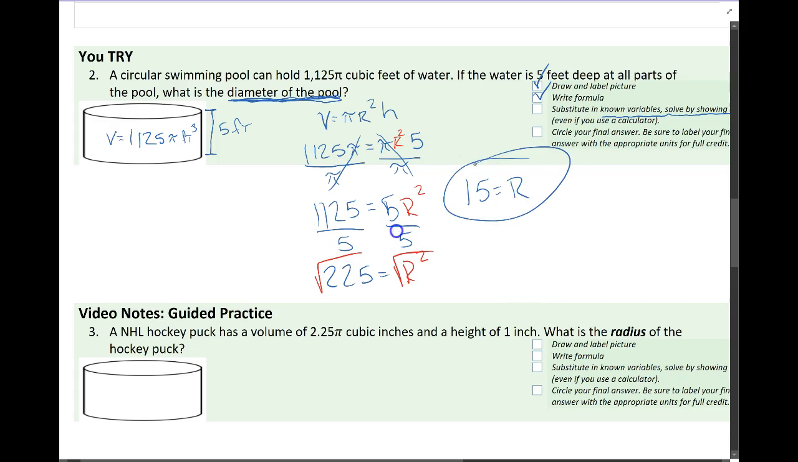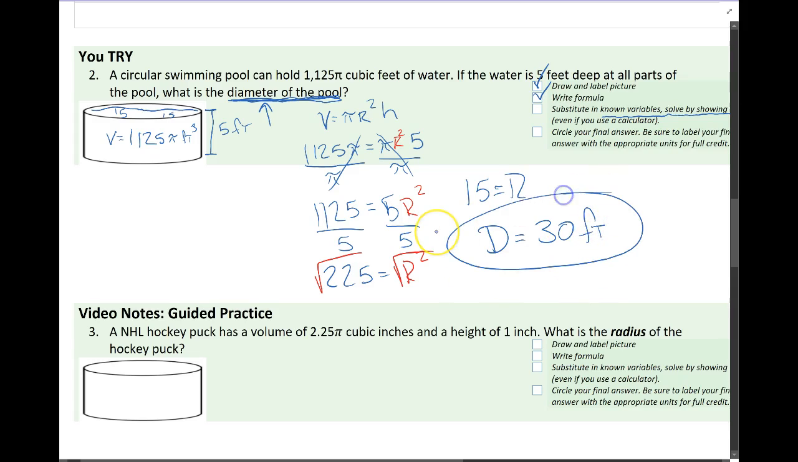And then part of me kind of just wants to say I'm done, but I'm not. I don't want r, I want the diameter of the pool. And I know that if the radius is 15, then the diameter is 2 of those, which means that the diameter is equal to 30, because I have 2 radiuses, both of which are 15, 30, and then no negative numbers, feet. So the diameter of this pool is 30 feet.